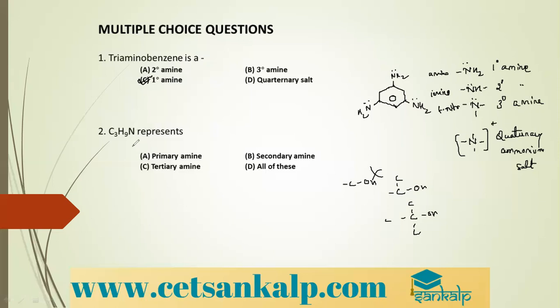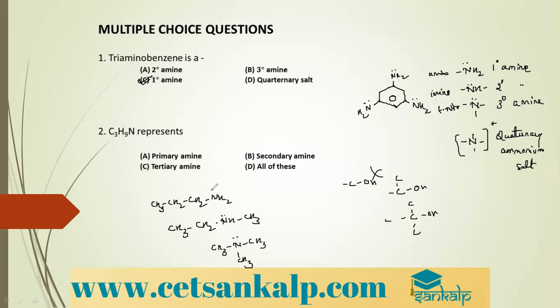C3H9N represents what? It is nothing but an amine. Let us see what all amines I can write. CH3CH2CH2NH2 is the first amine: 3 carbon atoms, 9 hydrogens and 1 nitrogen. Obviously, I can even write it like this: CH3CH2NHCH3. Just see, 3 carbons, 9 hydrogens and 1 nitrogen. Yes, I can even write it like this, with 3 carbons, 9 hydrogens and 1 nitrogen.